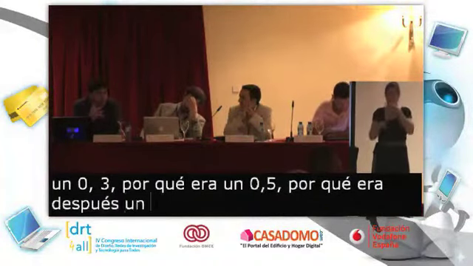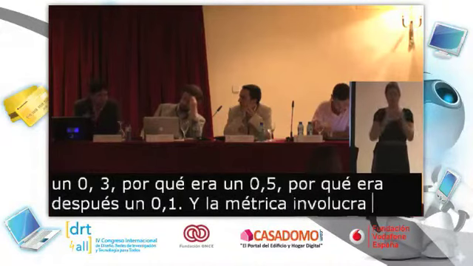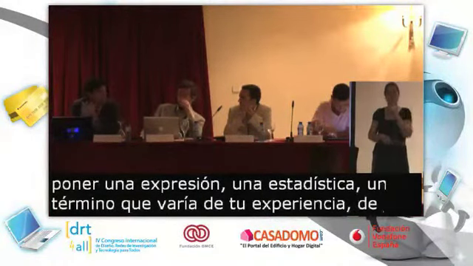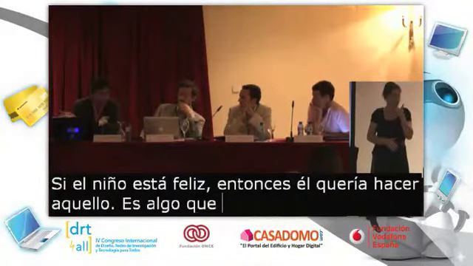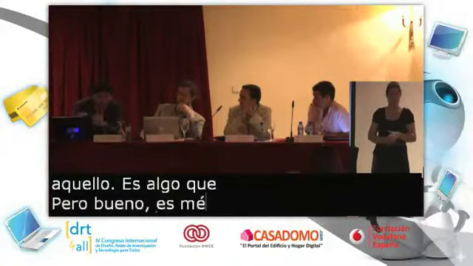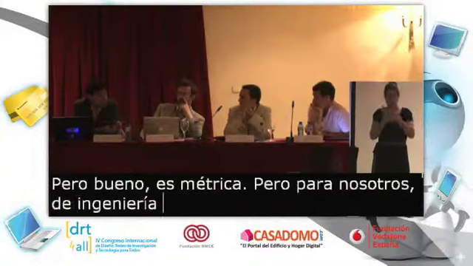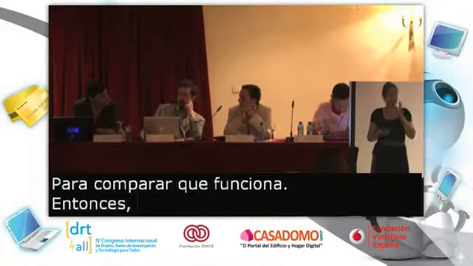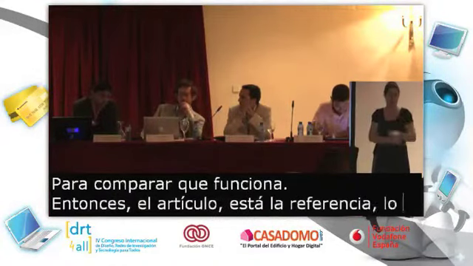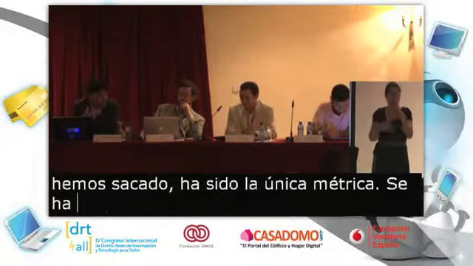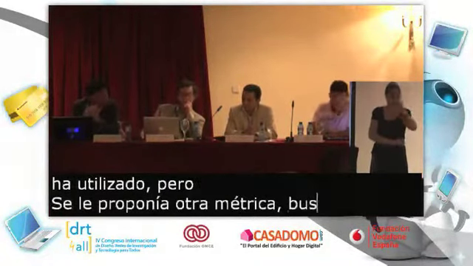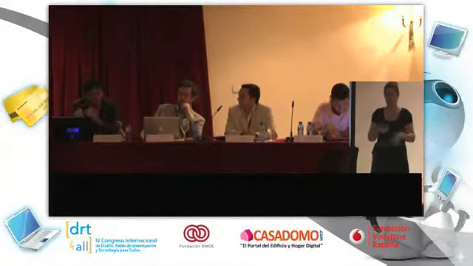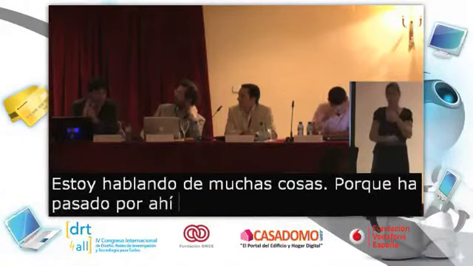And that's the metrics. And the metrics involves lots of information. You need to include statistics or a term based on your experience by observing if the child is happy. But that's what the matrix is about. For the teachers, this is an exceptional work, but for us, we are engineers, and what we want is figures and numbers to be able to compare things and make sure that they work. So this was the only matrix that we have developed. It would be a good piece of work to propose another matrix. We have been searching intensely for this, but it seems to work. We have managed to explain why it was achieved.